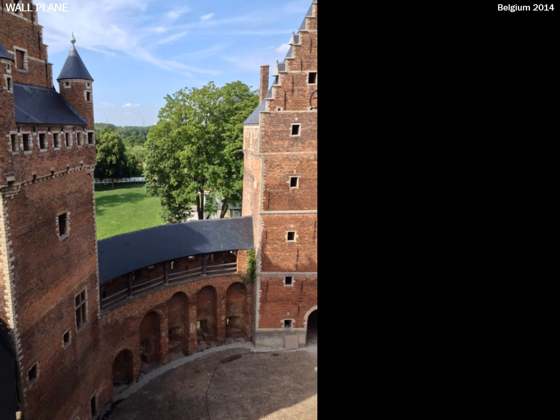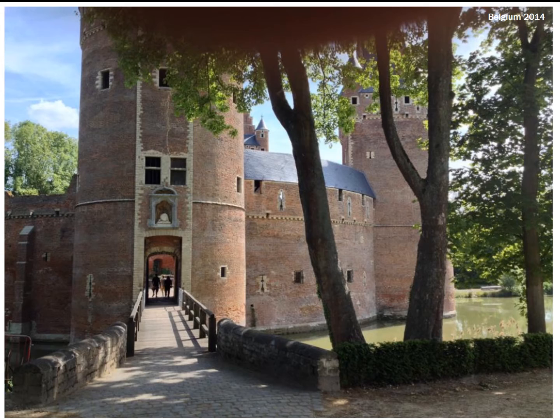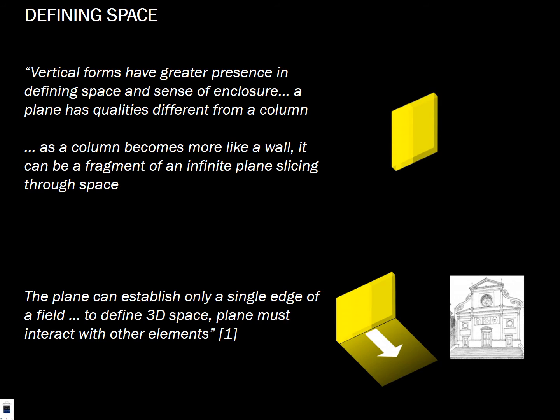This is a castle in Belgium. Here's me looking out the window of that castle. And a picture of the ceiling. And here you can see how that curved wall defines the exterior architecture of the castle. So a wall certainly has more of a presence than a colonnade in defining the edges of the space, and when combined with the floor plane and a ceiling plane, it's defining its space very uniquely.